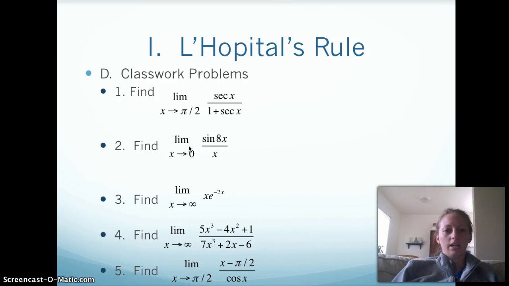Basically, as I've been saying, you take the derivative of both the top and bottom. In some cases, you may need to rewrite it so you have a fraction, so you can take the derivative of the top and bottom, and then find the limit by plugging in your value or whatever you're left with.